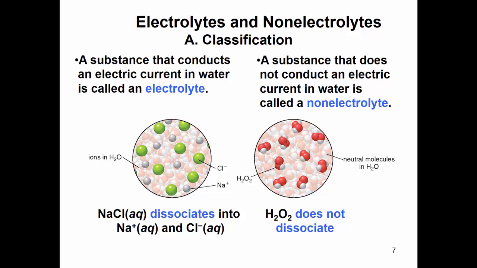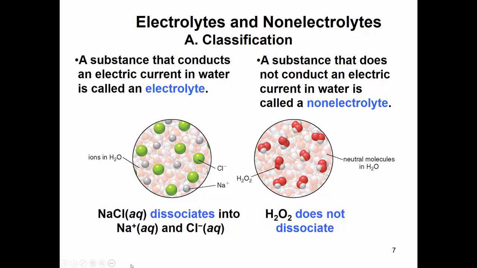Okay, and so what we also talk about with respect to electrolytes and non-electrolytes really all has to do with charge. Okay, so if a compound will, what we call, dissociate into ions, then it will conduct electricity. Okay, so in order for a solution to conduct electricity, it must have ions. So that is the biggest thing.